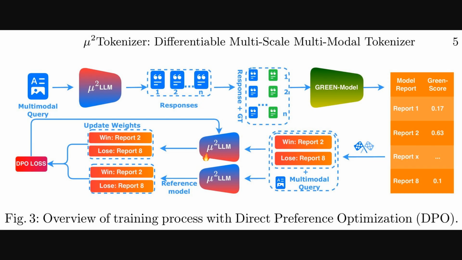Building on that tokenizer, this next figure shows how the model is trained using a clever feedback loop. This process is called Direct Preference Optimization, or DPO, which is a way to fine-tune a model based on which answers are better. First, the µ2LLM generates several possible reports. Then, a special evaluator called the GREEN model scores each report for its clinical accuracy, assigning it a GREEN score. This scoring creates preference pairs, for example, marking one report as a winner and another as a loser. The model is then updated to favor producing reports like the winners.